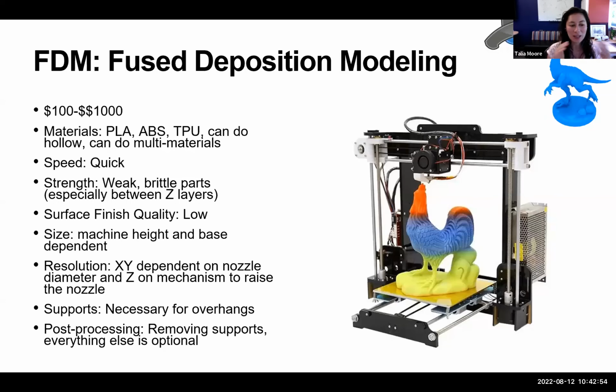I just wanted to take more time on FDM to talk about all of the different terms and introduce them to you. So we've got supports, which are necessary for overhangs, and in post-processing, you have to remove the supports to get a functional piece. There is a lot of other fancy stuff you can do, and talk to me about that afterwards. But we'll move on to the next type.